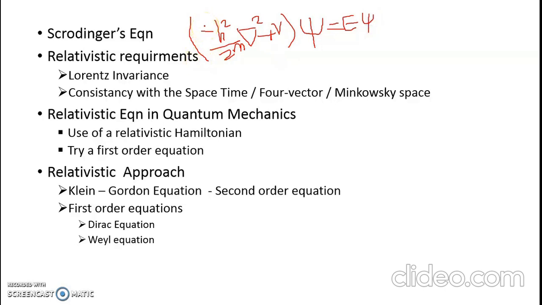Once we look at this equation, even at first look it's clear that the equation will not be satisfying the relativistic requirement. The first and foremost relativistic requirement for an equation to be viable under a relativistic transformation is that the equation must satisfy the Lorentz covariance, or it must be invariant under Lorentz transformation.